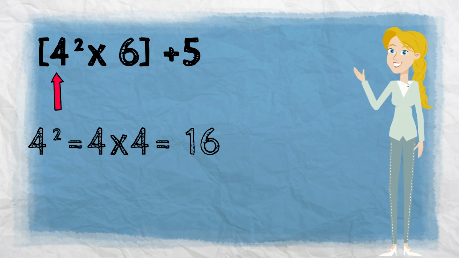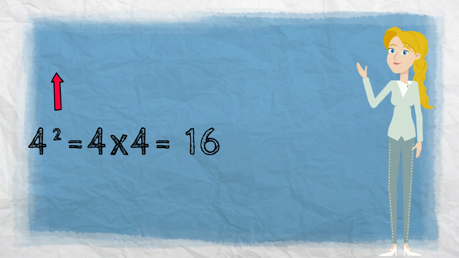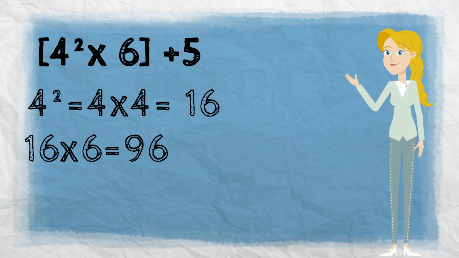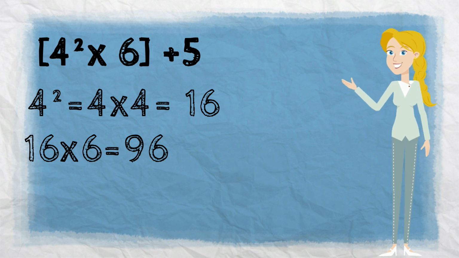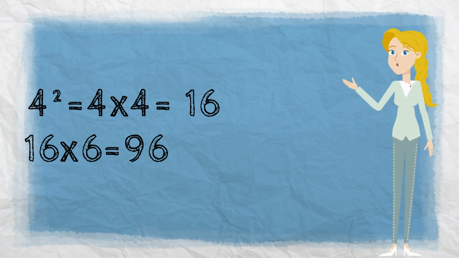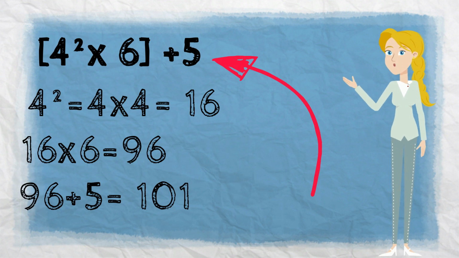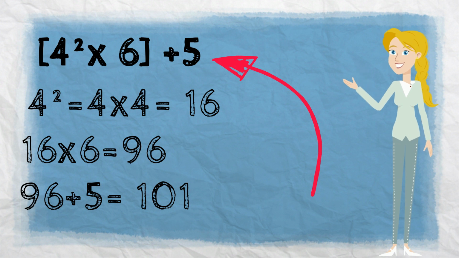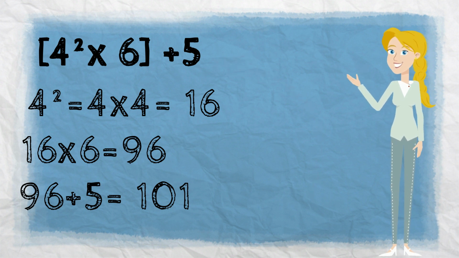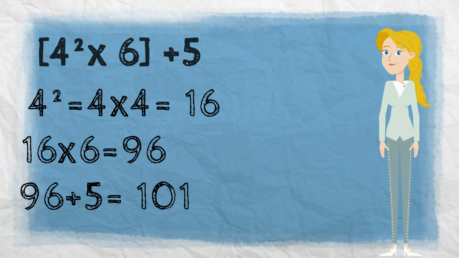So you do the power of 2 first, which is 4 times 4, which equals 16. And then multiply that answer by 6, which gives us 96. Now we have completed all the parts of the brackets, and they're gone now, which means we can move to the next operation, which is add the 5. So 96 plus 5 equals 101.